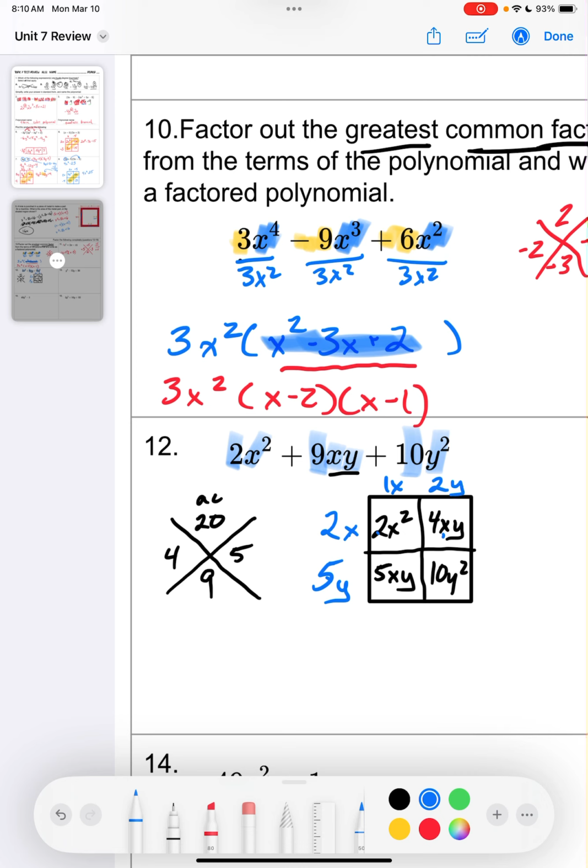Now you can see in the bottom right corner, 5 times 2 is supposed to be 10. We're good there. Y times y is y squared. We're good there. So we'll be x plus 2y times 2x plus 5y.